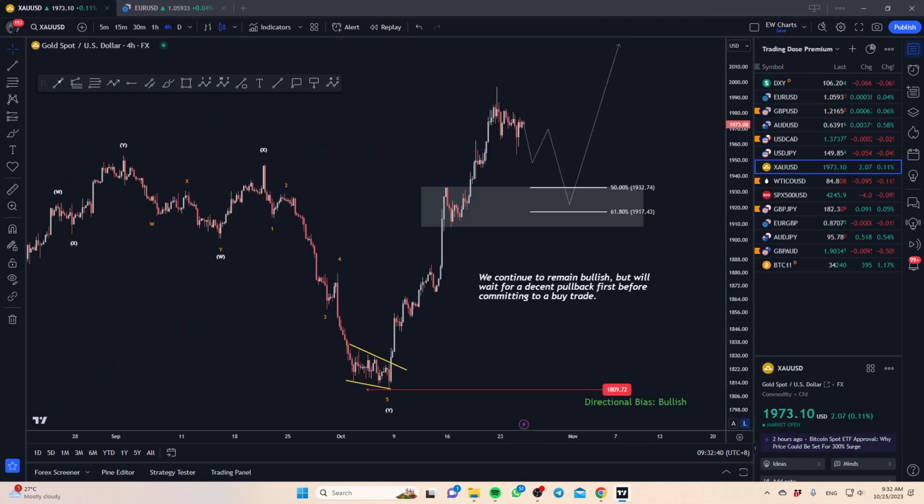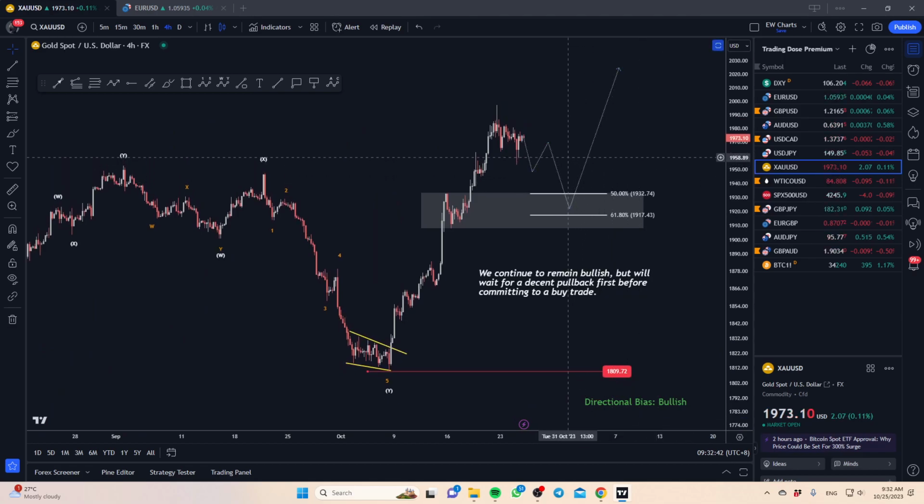Then we have gold. Okay, gold here. I'm just going to be very, very patient for the pullback, especially after a strong move like this. Always expect the pullback, right? Always give it time to develop. We're definitely bullish on gold in the long term, even mid to long term. But at least wait for the pullback before committing to the buy. So this is not something that's likely going to develop within the week. You need to give it maybe until next week.